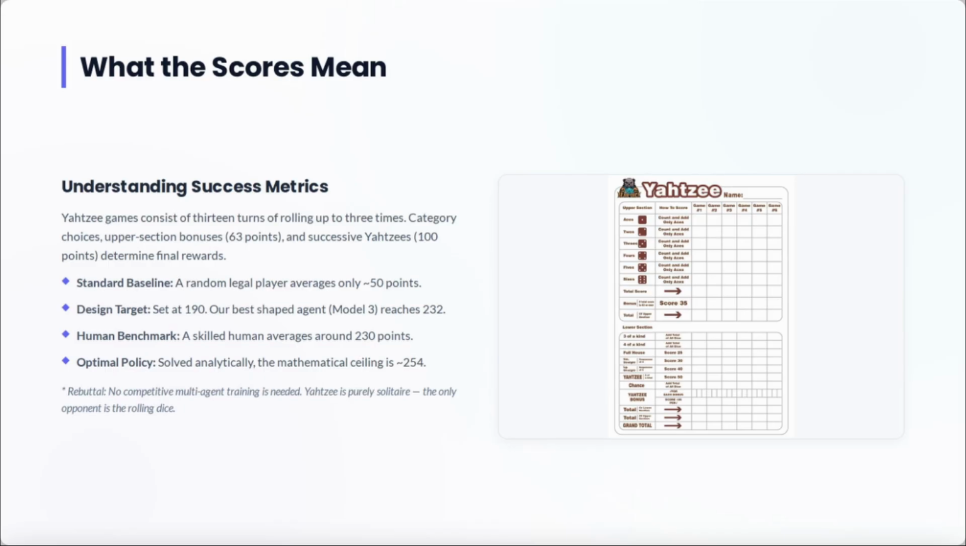In practice, a random legal player averages around 50, a skilled human around 230, and the mathematically optimal policy solved analytically is around 254. Our design doc target was 190 and our best agent hit 232. One more reviewer question. Are we training against ourselves? No. Yahtzee is solitaire. The only opponent is the dice. The agent learns from its own past games, but it never plays an opponent.